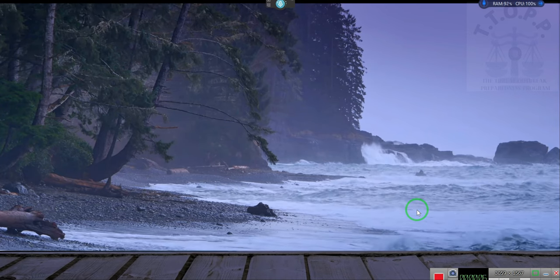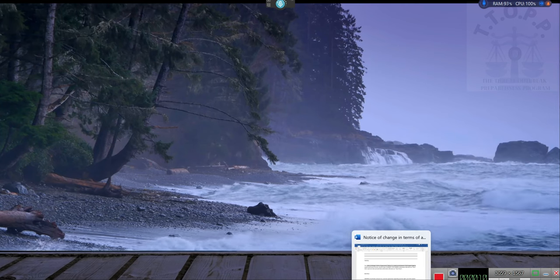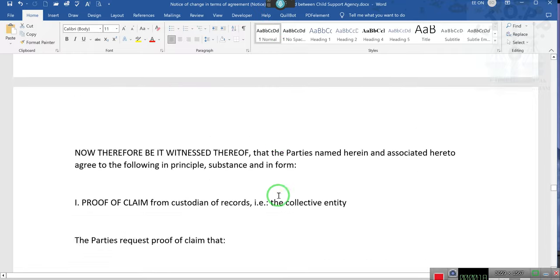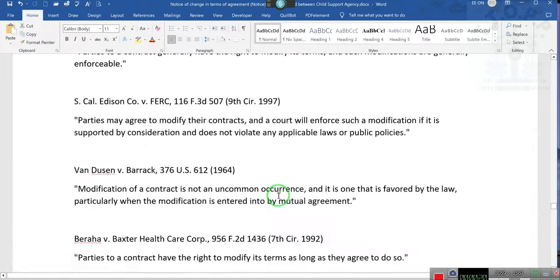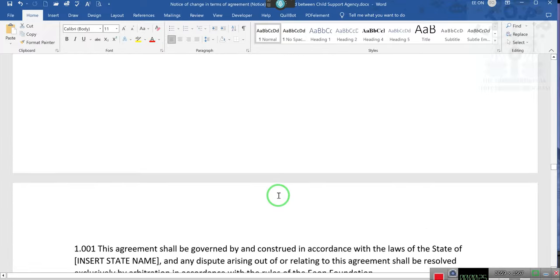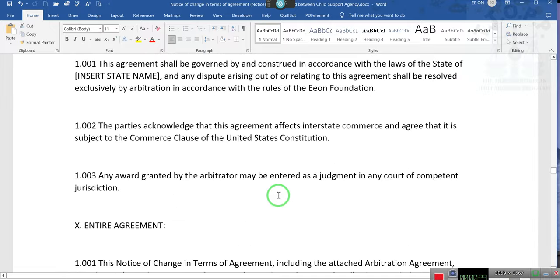Yesterday was a very long day. 16 hours of working on one document. What document was that, honey? It was this notice of change in terms of agreement for child support. Okay, I still gotta edit this. It's about 10 pages long. There are two of them here that I gotta combine, so it's too many words for the system to combine, so I gotta combine it, okay?